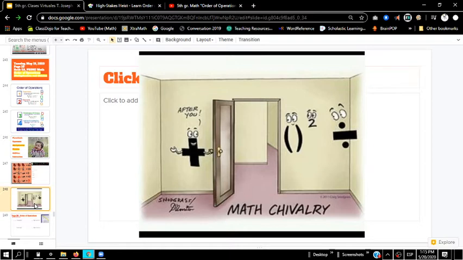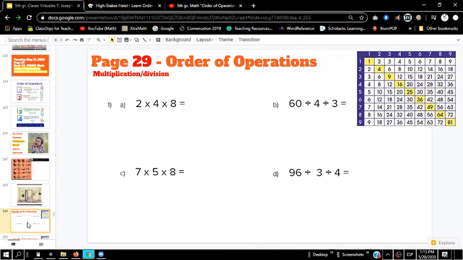So again, just to remind you, we need to do multiplication and division before we do any type of addition or subtraction. So this cartoon says it's an addition sign. The addition sign says after you, while the multiplication, exponent, and division signs are looking towards the door. So it's called math chivalry. It's kind of funny. Let's do these problems on page 29.